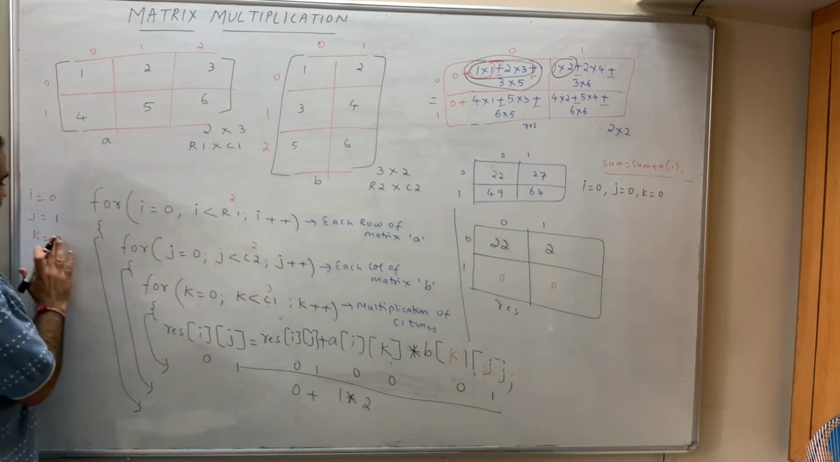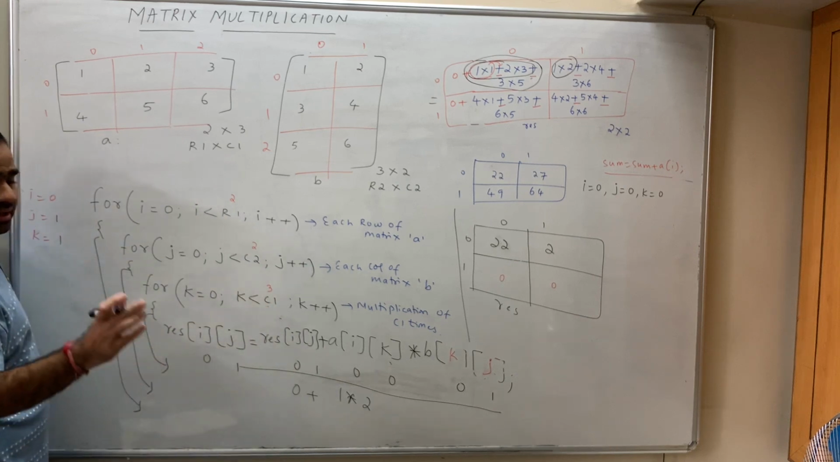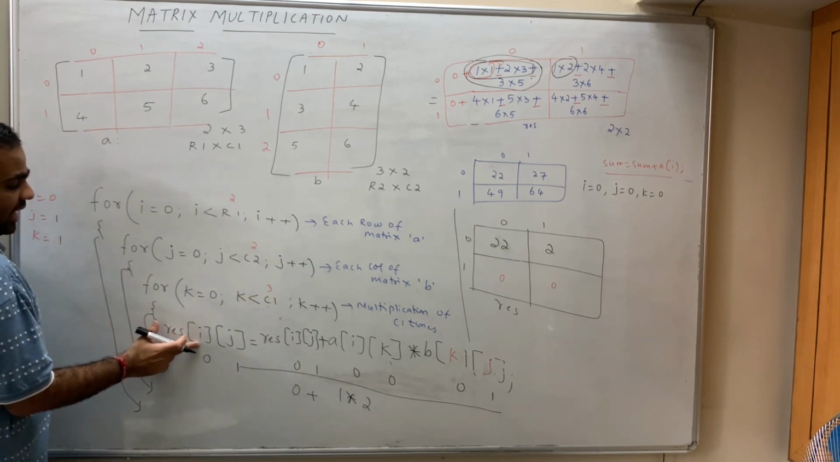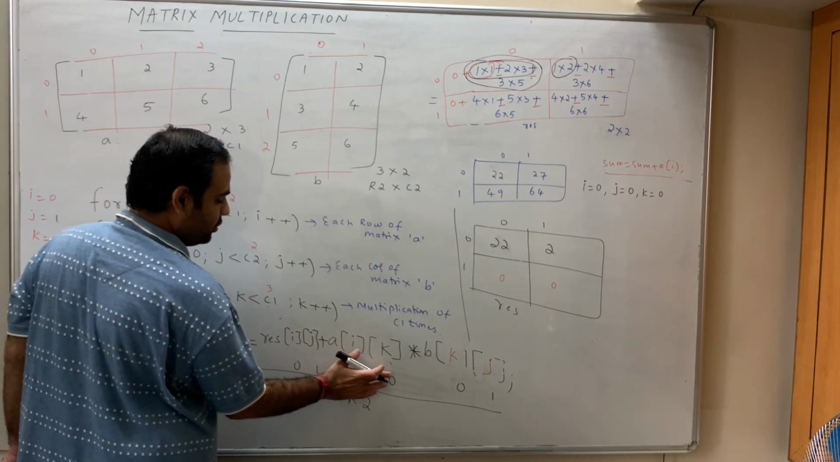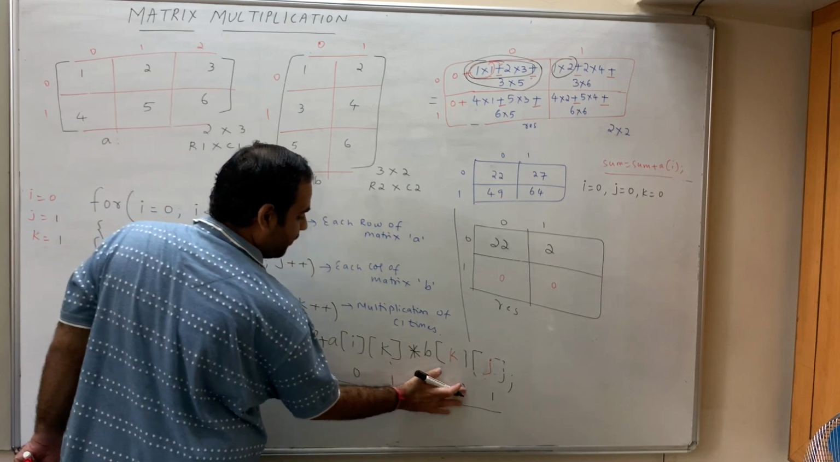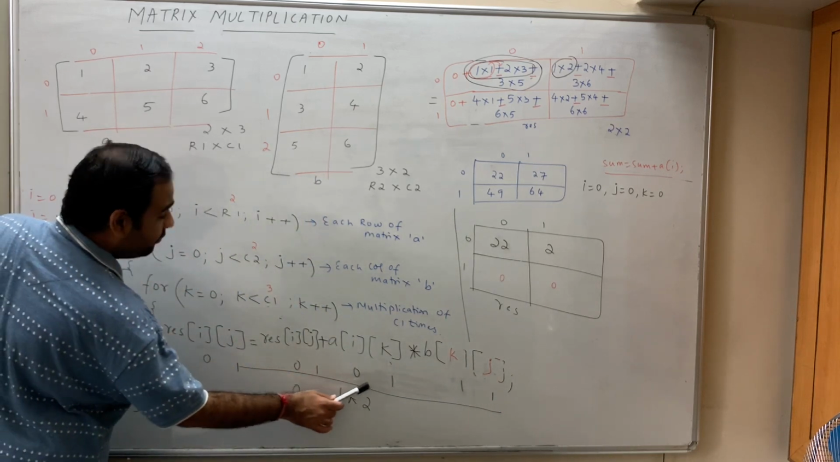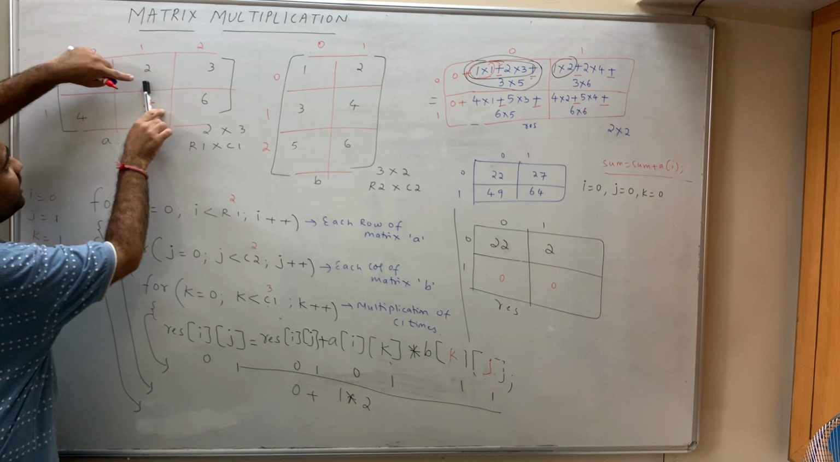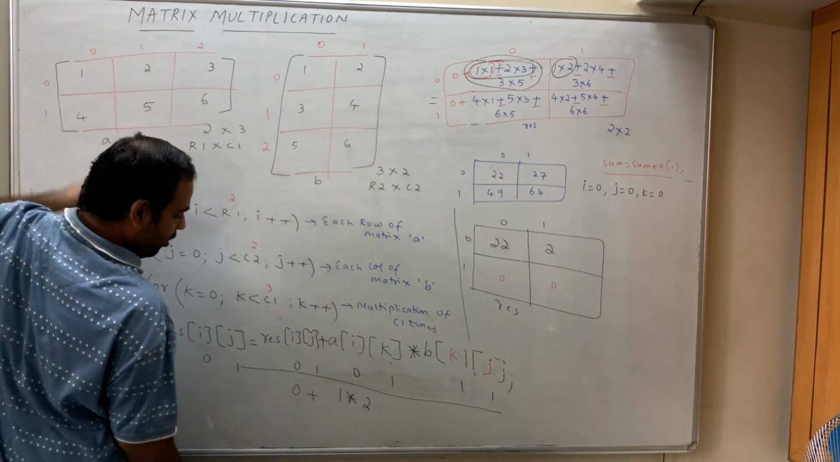Now again you say k plus plus. The value of k will become 1. 1 less than 3? Yes sir, 1 is less than 3. I is 0, j is 1. Now the value of I is 0, the value of k is 1 and j is 1. That means you are taking a of 0, 1 with b of 1, 1. That is what we are going to do.